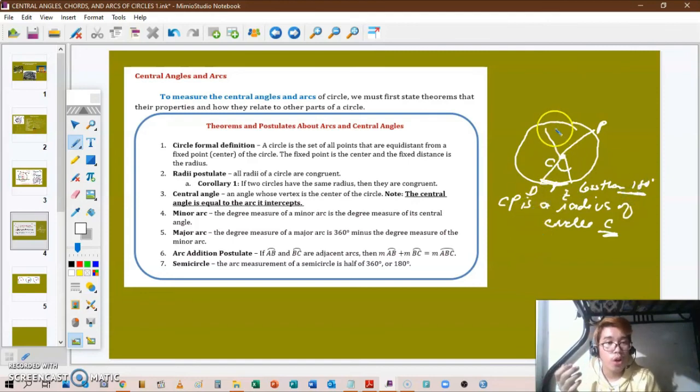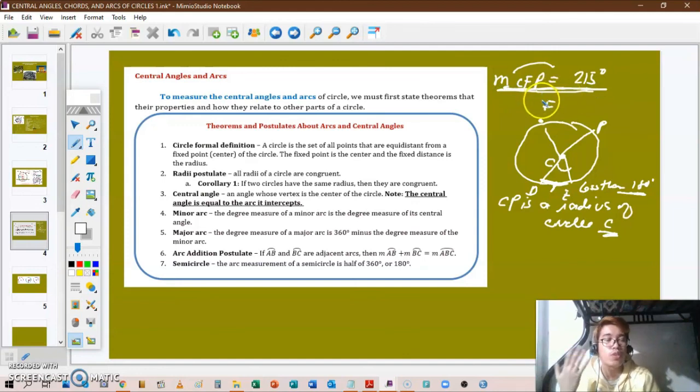Whereas for the major arc, let's say for example we have here point F. Let's say the measure of arc CFP is 215 degrees. Therefore, arc CFP is a major arc, because its angle measurement is greater than 180 degrees.